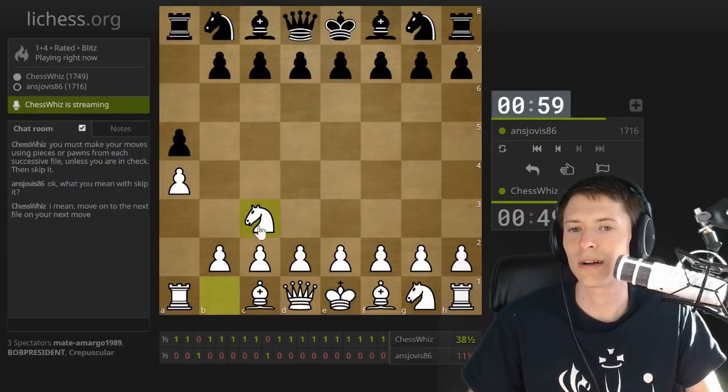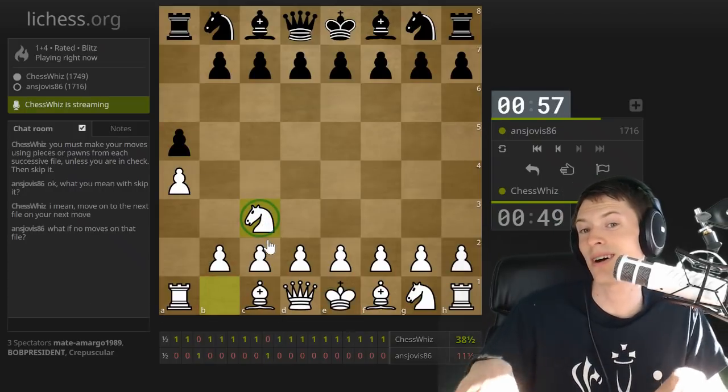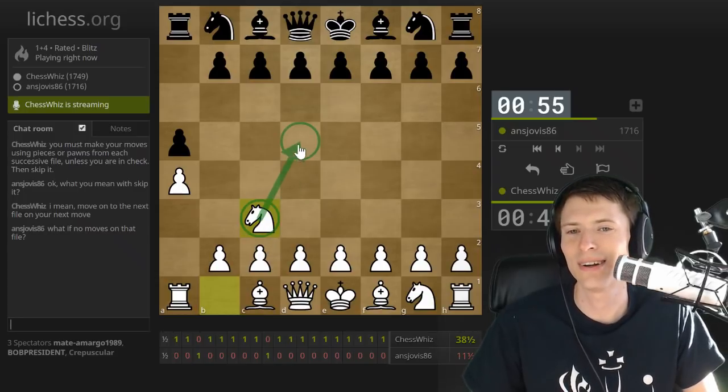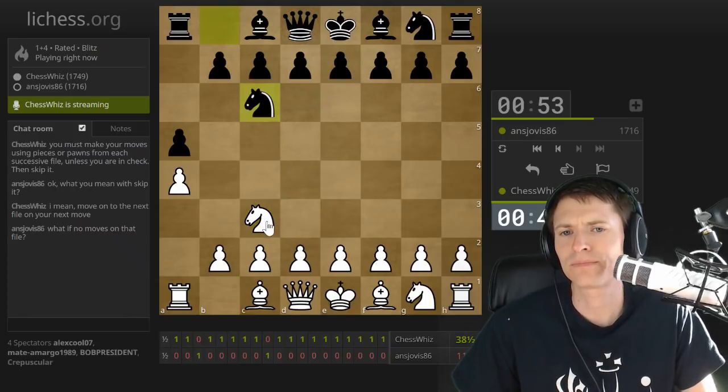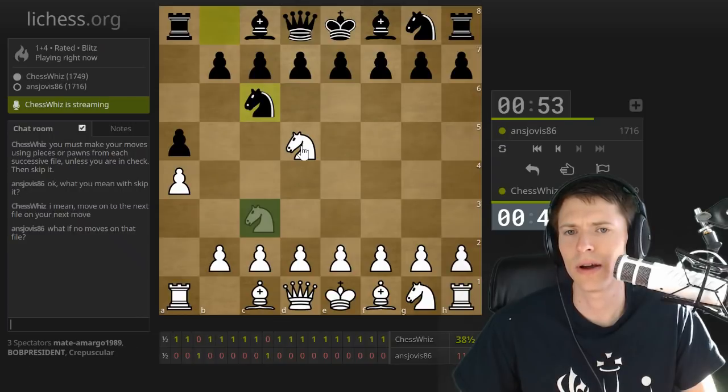Let's move the knight this direction so that I can move it again. It's going to be a powerhouse. No, it's going to be so good. What should I take with it? Because I can move here and then I can move here. Okay, his queen would take. So that wouldn't work. But let's try this, see how it goes. You know what I mean? So now I'm moving something to the C file. What if no moves are on that file?